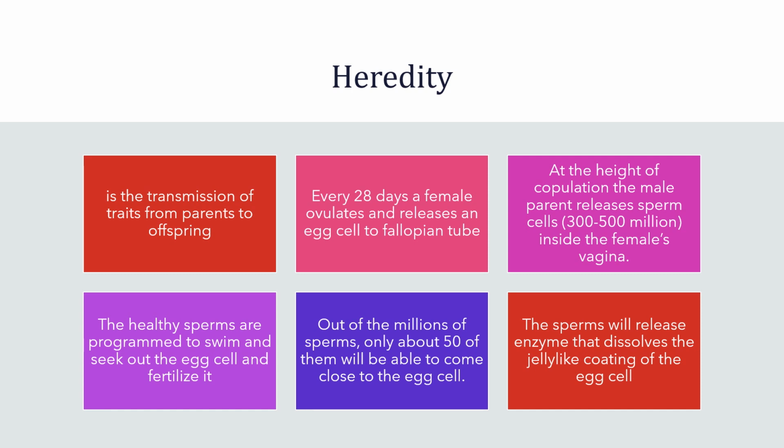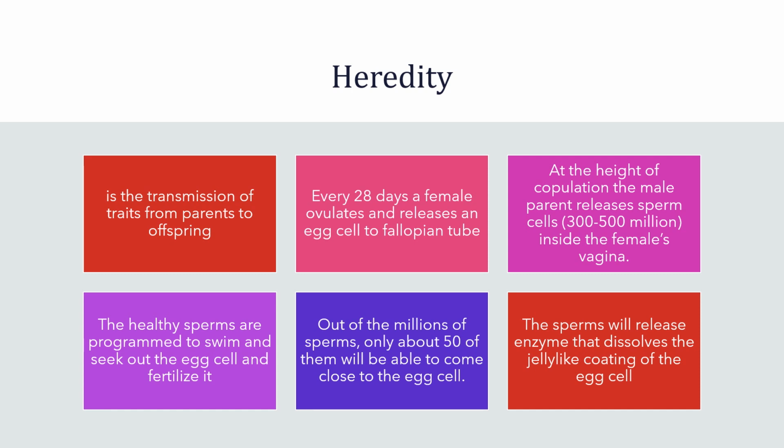So heredity actually started through conception. Every 28 days, a female ovulates and releases an egg cell to a fallopian tube. As you all know, 28 days is the menstrual cycle of a woman. In every 28 days, we release an egg cell, and when it doesn't meet any sperm cell, conception does not happen. That's when menstruation happens. But just to begin with, every 28 days, a woman releases an egg cell.